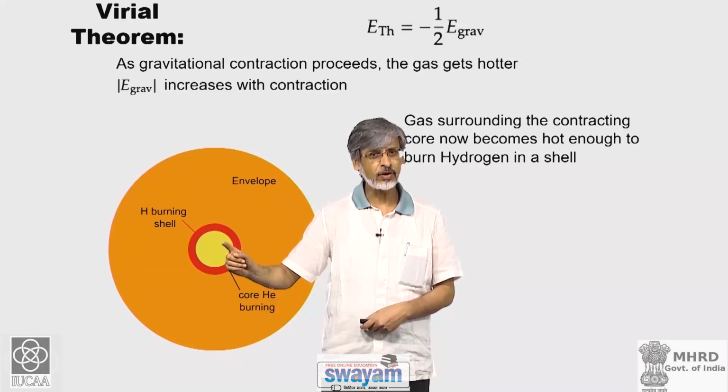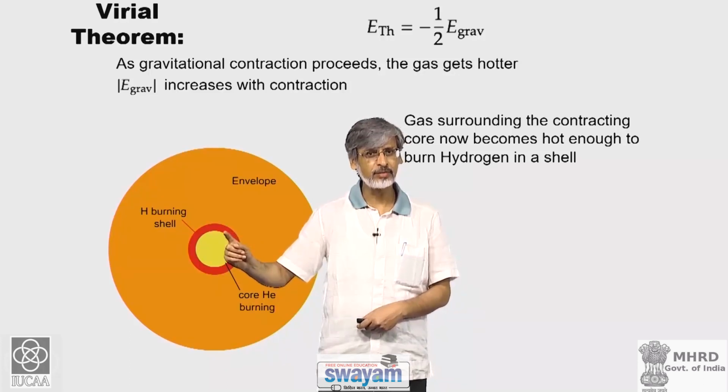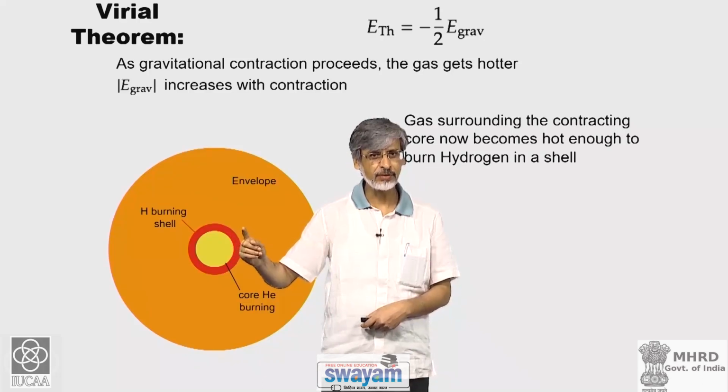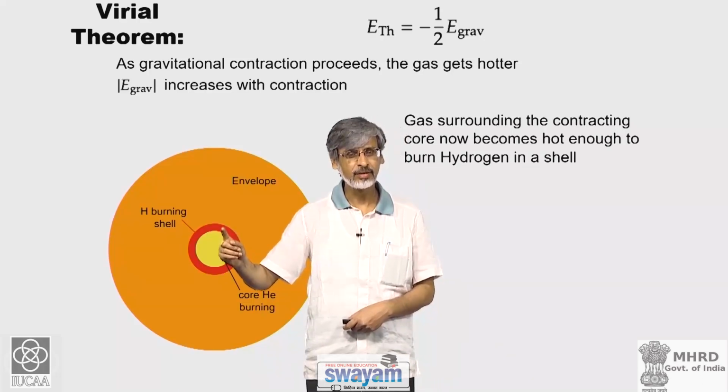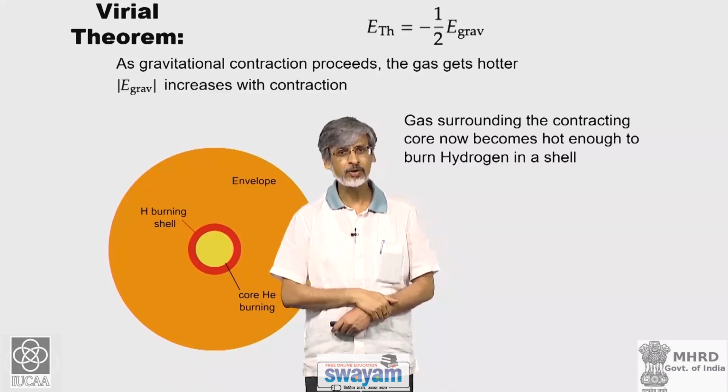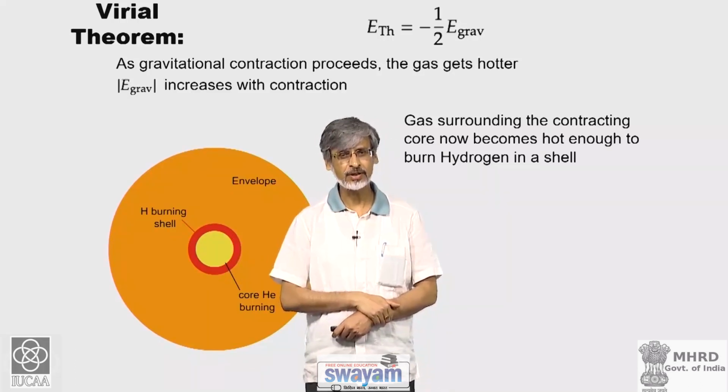As it contracts, it gets hotter. So, therefore, the material surrounding it also gets hotter. The material surrounding it, just before the contraction began, was not hot enough to burn hydrogen. As the core contracts, temperature rises everywhere, and the material just around the core now becomes hot enough to start hydrogen burning.